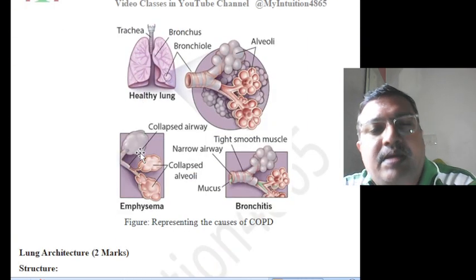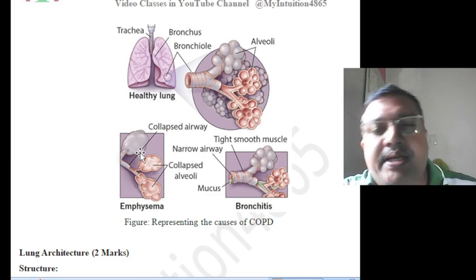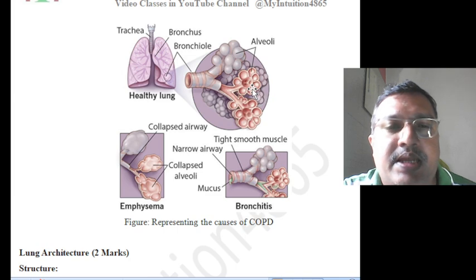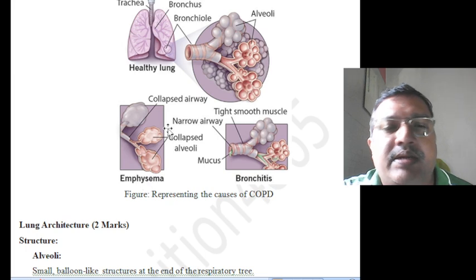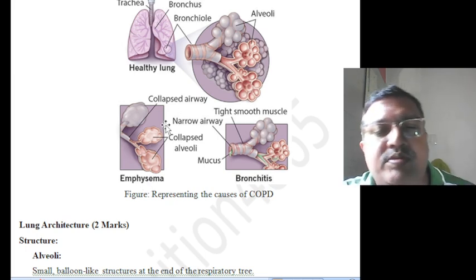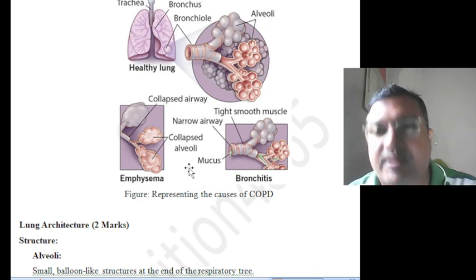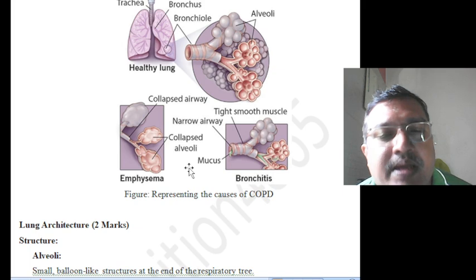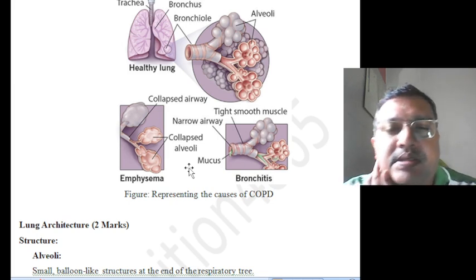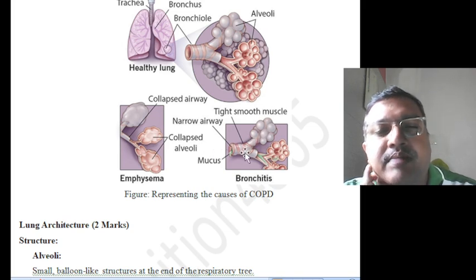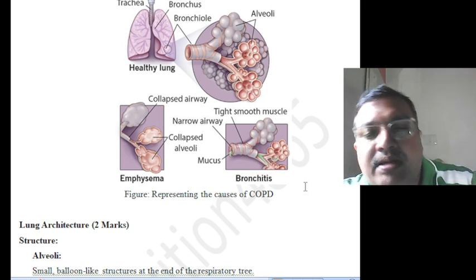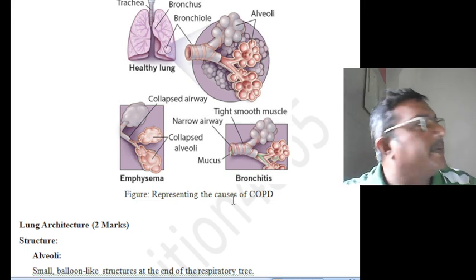So this is representing the causes of the COPD. This is a representation of the alveoli where the gas exchange takes place inside the lung. Okay, so in some cases, if 2-3 alveoli join together, they collapse. The balloons collapse and block the airways. That is called emphysema. Or even the muscles become tightened and it fills with mucus, narrowing the passage of air. That is called bronchitis. So bronchitis and emphysema are the causes of COPD.